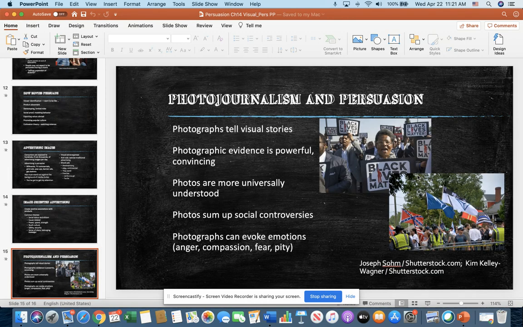Okay, photojournalism and persuasion. Photographs tell visual stories. We kind of touched on this in other ways, but photographic evidence is powerful and convincing. Photos are more universally understood. We talked about different cultures and languages, that photos go beyond that. Photos sum up social controversies, that we see a picture, and sometimes we need a label, that the newscasters will give us, or in a newspaper, but sometimes we can see the whole thing just in one photo.